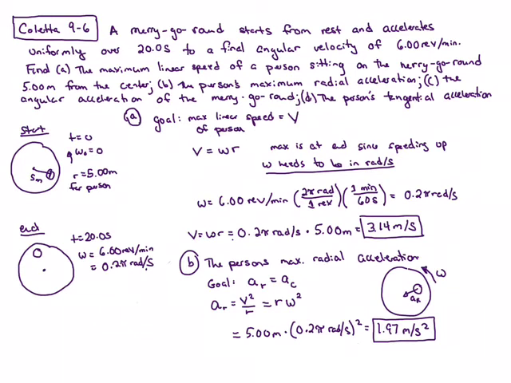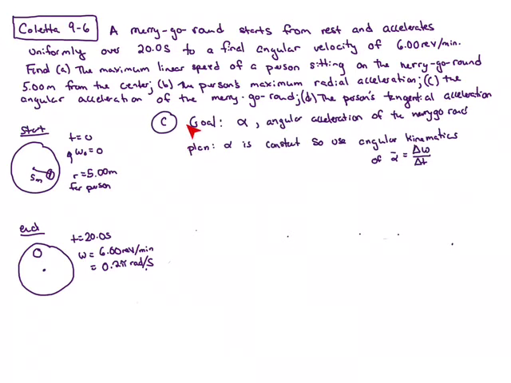So I'll clear up some space here. Go ahead and pause and see how much of the analysis and planning you can do, and then we'll move on to the execution. Okay, so here in part C, the goal is angular acceleration of the merry-go-round. The variable for that is alpha. So our goal is to find angular acceleration.